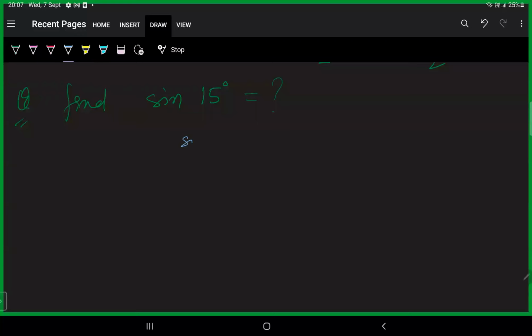So this will be, you can write sine 45 minus 30, right? And this is again sine A minus B. Or 60 minus 45 also you can write. Or you can also write sine 60 minus 45. You'll get the same result.